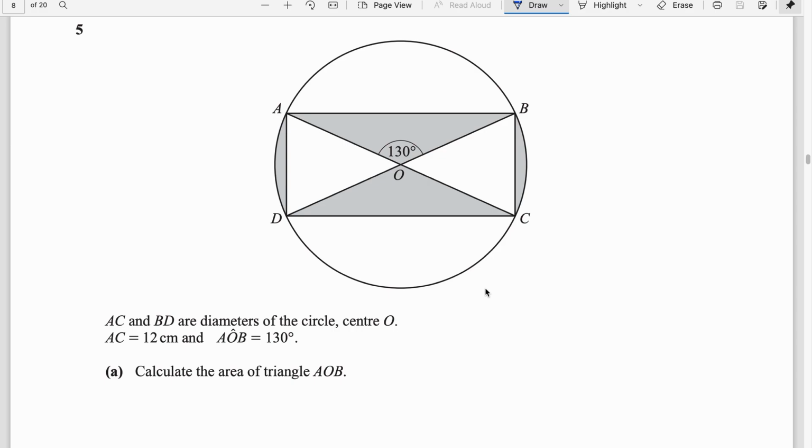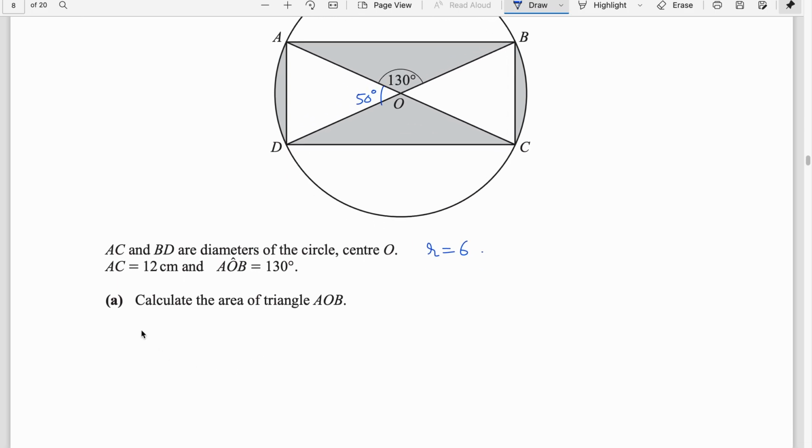Question number 5. AC and BD are diameters of the circle center O. AC is 12, means radius is 6. AOB is 130. We might need this later, which is 50 degrees. Calculate the area of triangle AOB.